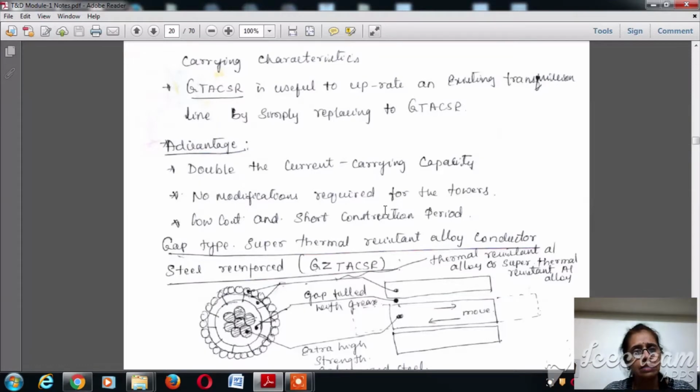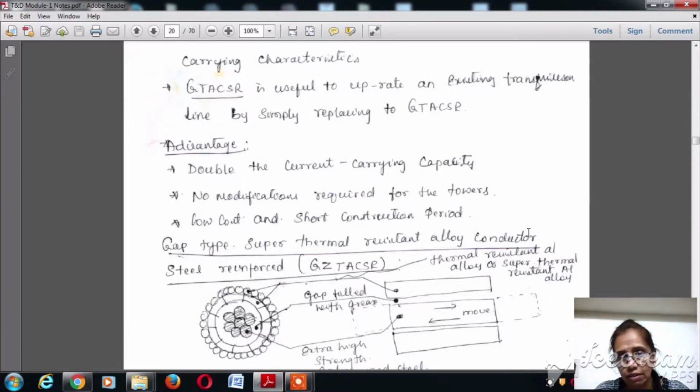So there is no modification required for the towers either, and hence it will not involve any cost to change or modify the existing towers or the supporting structures that hold the conductors. Now let's move on to another very important type of high ampacity conductor, that is GZTACSR, gap type super thermal resistant alloy conductor, steel reinforced.